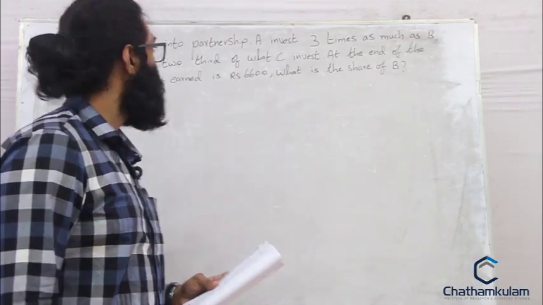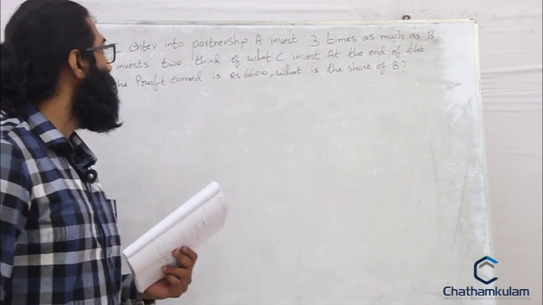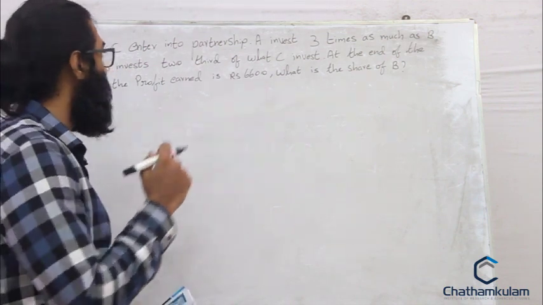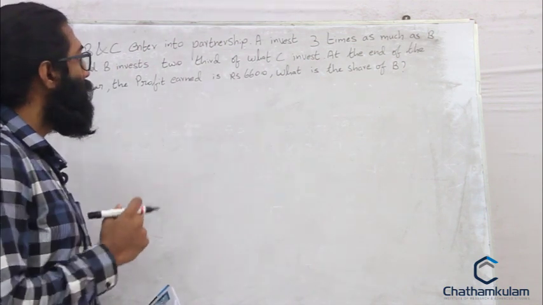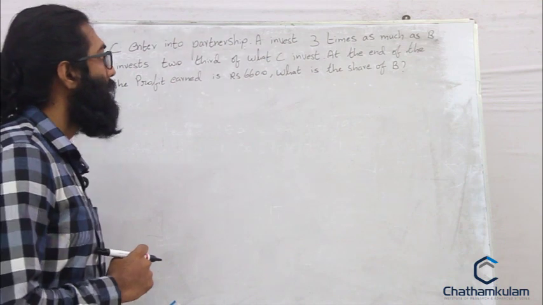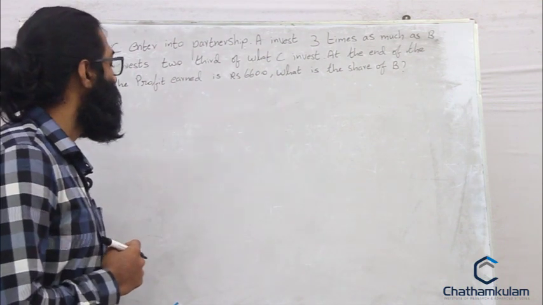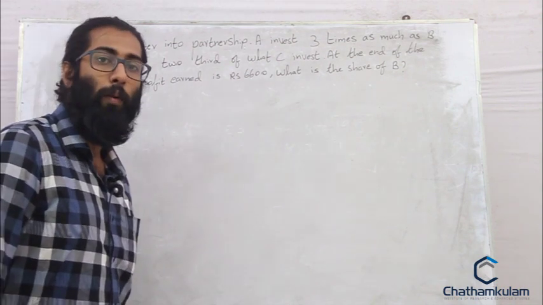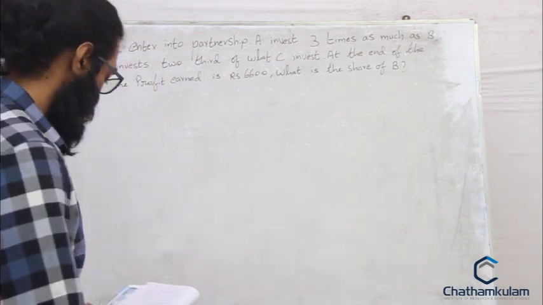So the next question is, A, B and C enter into a partnership. A invests 3 times as much as B and B invests 2/3 of what C invests. At the end of the year, the profit earned is rupees 6,600. What is the share of B? So this is our question.